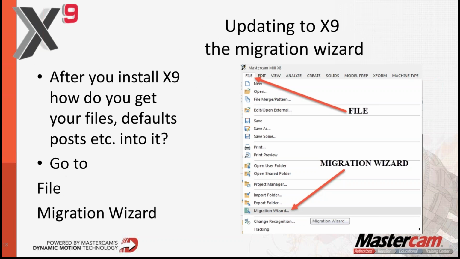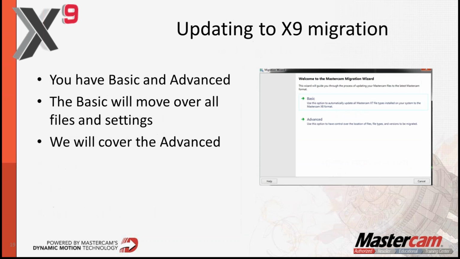So now you're going to need to get some of your files from X8 or previous versions into X9, and we'll talk a little bit about the migration process. After you've installed X9, just fire that up. You're going to go to the File menu and then click on Migration Wizard. We have two kinds of migration: the basic and the advanced. The basic will move all of your previous version files. We recommend the advanced. You can be a little more selective about what you convert over.